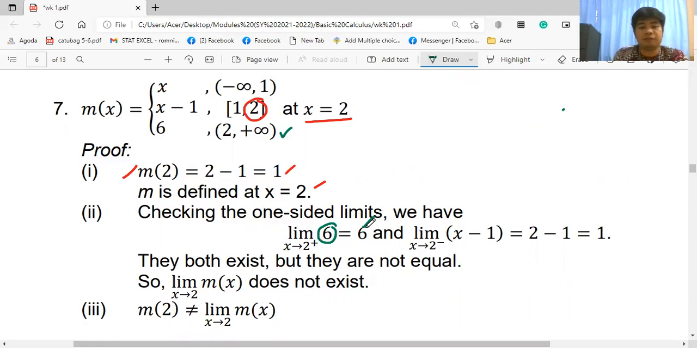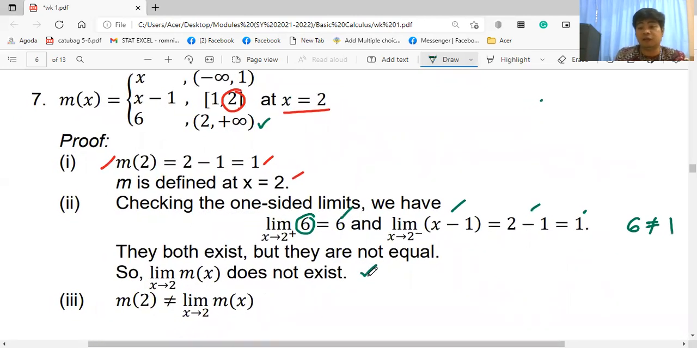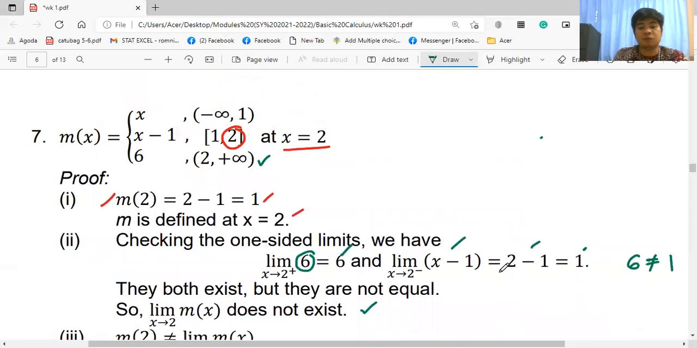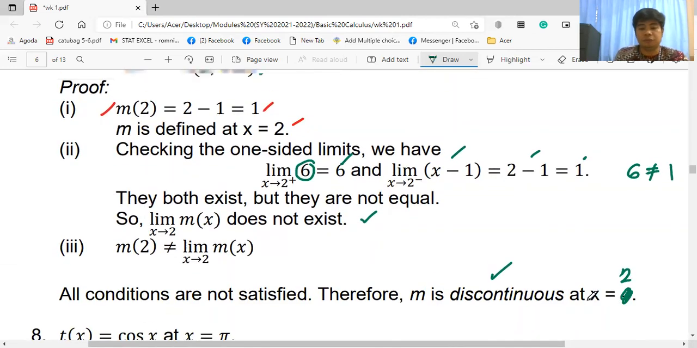Now if we check the left, then we are going to use x minus 1, the linear function. So the limit of x minus 1 as x approaches 2 from the left is 2 minus 1, and that's 1. Now we can observe that 6 is not equal to 1, meaning the limit does not exist for the function m as x approaches 2. Hence, we can say that m is discontinuous at x equal to 2.